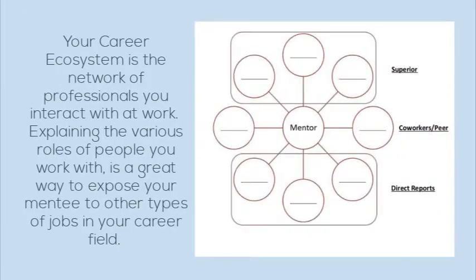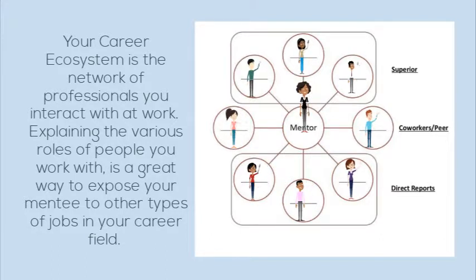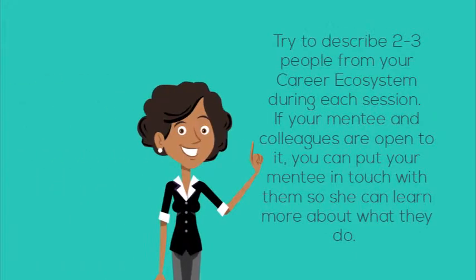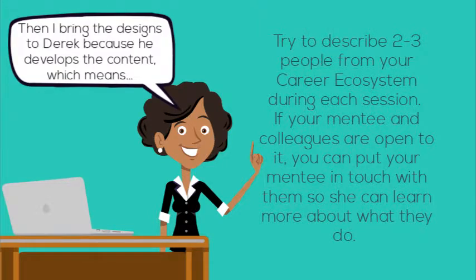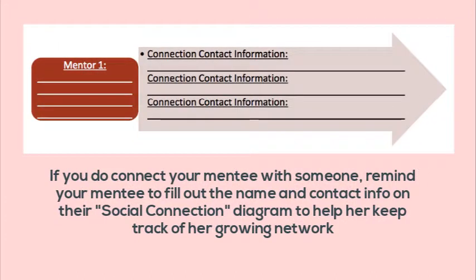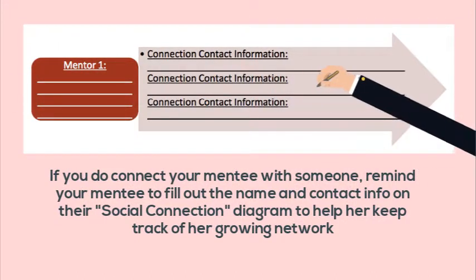Your career ecosystem is the network of professionals you interact with at work. Explaining the various roles of people you work with is a great way to expose your mentee to other types of jobs in your career field. Try to describe 2 to 3 people from your career ecosystem during each session. If your mentee and colleagues are open to it, you can put your mentee in touch with them so she can learn more about what they do. If you do connect your mentee with someone, remind your mentee to fill out the name and contact info on their social connection diagram to help her keep track of her growing network.